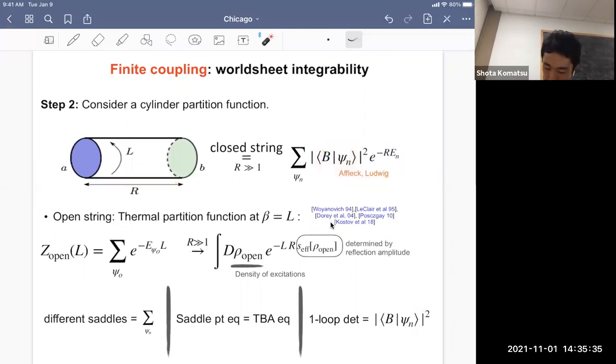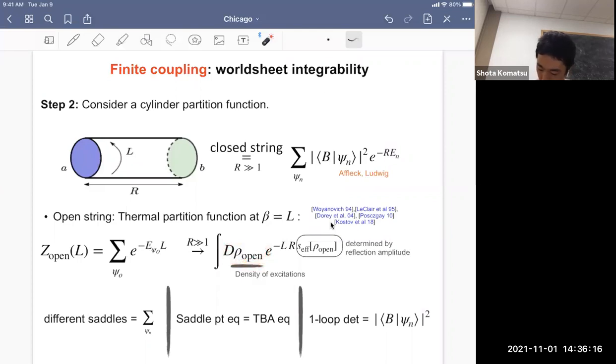On the other hand, you can also study this from the open string channel. But now what you need to do is to study the thermal partition function at inverse temperature L, in the limit where the spatial distance becomes large. And in this limit, the sum over open string states can be replaced by a sum over density of particles, because now we are taking the infinite volume limit and we have a lot of particles, so you can replace the sum with the path integral over density of particles. So this is what's called TBA, thermodynamic Bethe ansatz.